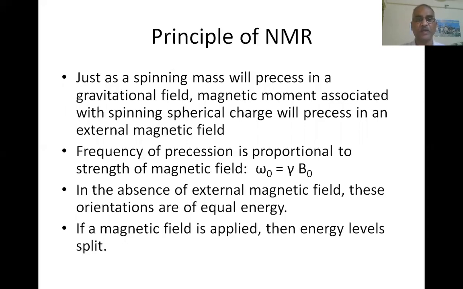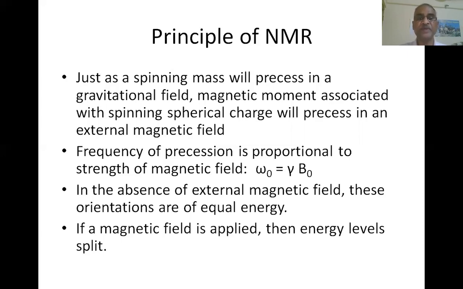Now let me come to the principle of NMR spectroscopy. Just as a spinning mass will precess in a gravitational field, the magnetic moment associated with a spinning spherical charge will precess in an external magnetic field. The frequency of precession is proportional to the strength of the magnetic field, given by the Larmor formula: omega 0 is equal to gamma times B0. Gamma is the gyromagnetic ratio, which is characteristic of a particular nucleus.